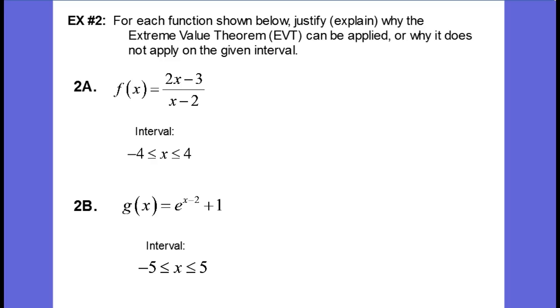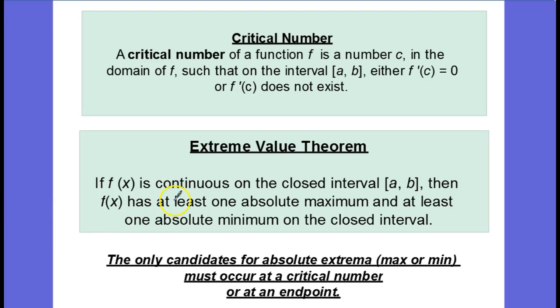So let's take a look at example 2. In this example, for each of the functions below, they want us to justify why the extreme value theorem can be applied or why it does not apply on the given interval. This is a really important part of this theorem, checking to make sure that the criteria have been met. Taking one more look at this, you'll notice it says if f of x is continuous on the closed interval. So this is the only criterion that has to be checked.